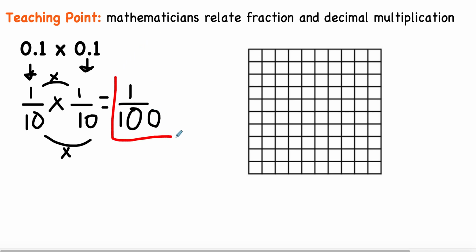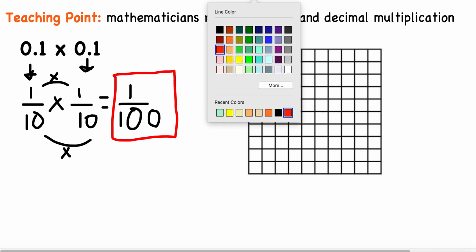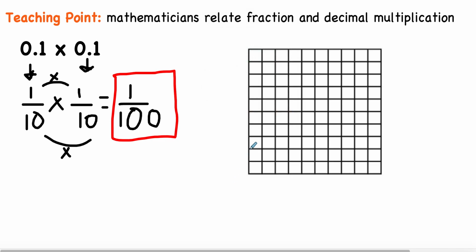Let's see how this works using a decimal hundredths chart. But we're really going to think of this very similarly to how we did fraction multiplication. So I'm going to start by shading in 1/10.